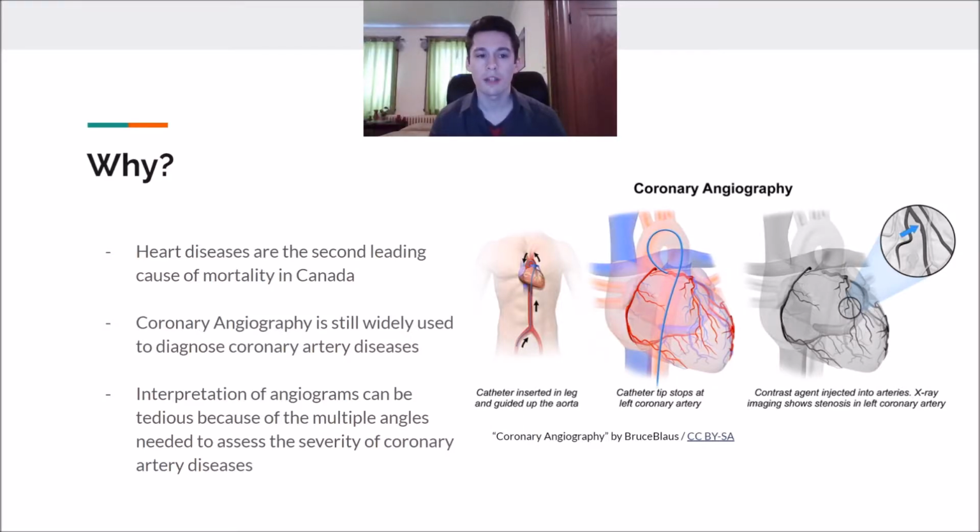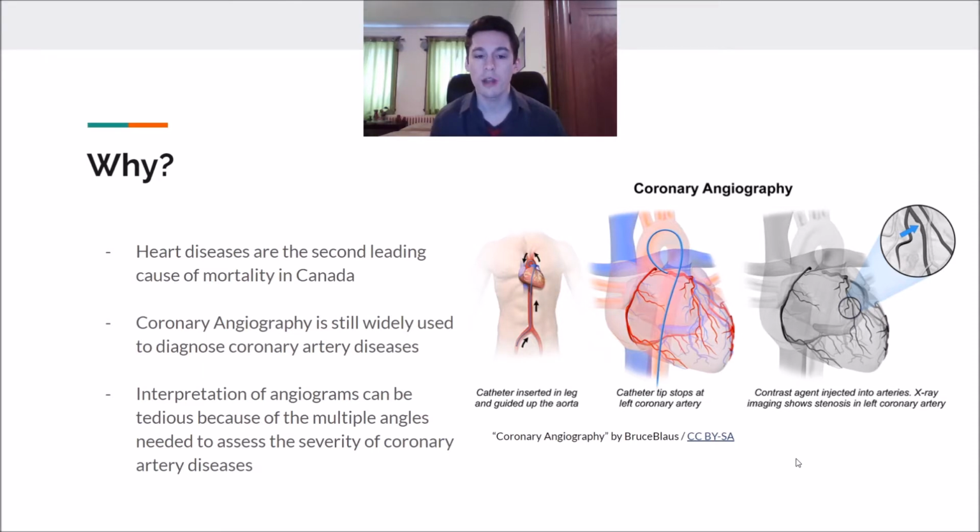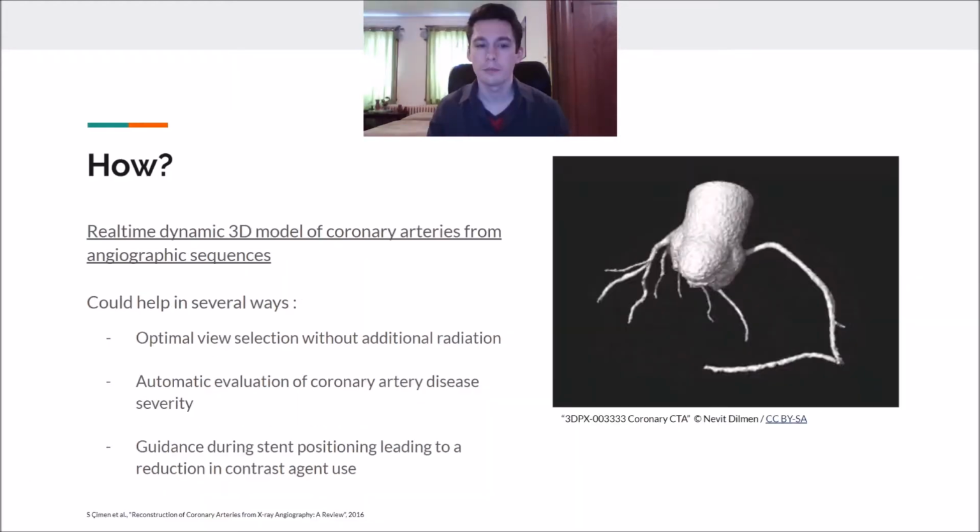First of all, I did this project because heart disease is a serious health issue, and coronary angiography, which is a procedure shown by those images, is still widely used today. The interpretation of the angiograms is not easy because of all the different angles the arteries must be seen from to understand the severity of the disease.